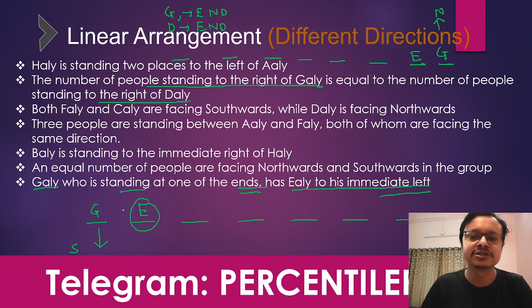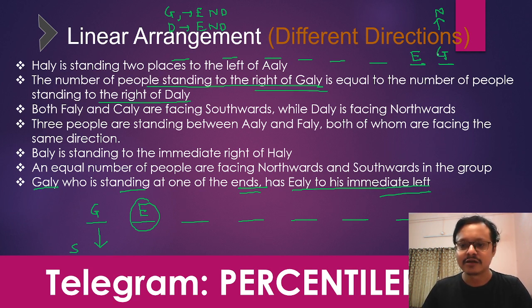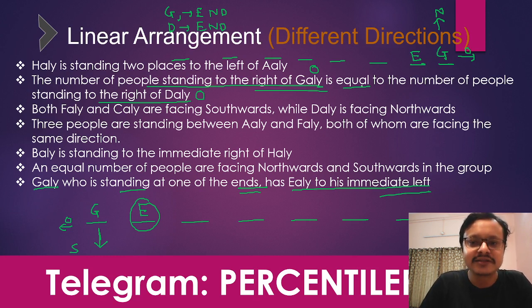Both these arrangements are correct. In either case, what is the count to the right of Galley? So Galley is to the left, the count to the right of Galley is 0. Same thing here, if Galley is facing southwards, to his right, the count is 0. Which means Galley also must be having 0 number of people to the right. So if you have 0 number of people to the right, you have to be at the other end.